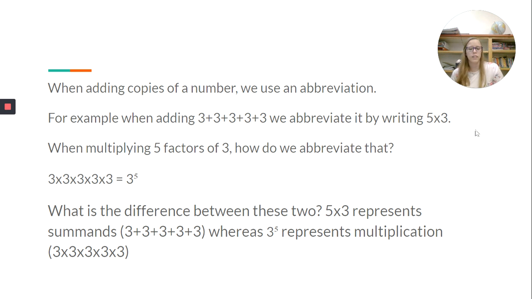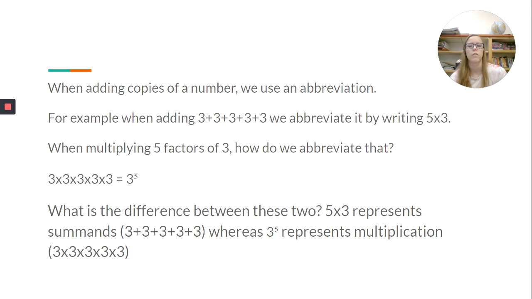Okay, because we need to move that decimal point 2 places in order to get to our original number. So first of all, let's just look at this and kind of break down what scientific notation and exponential notation is. So when adding copies of a number, we use an abbreviation. If we're adding 3 plus 3 plus 3 plus 3 plus 3, I think that's 5, we can abbreviate it by saying 5 times 3. So those will give you the same answer. If you add 5 3's together, you're going to get 15. If you multiply 5 times 3, you're going to get 15.